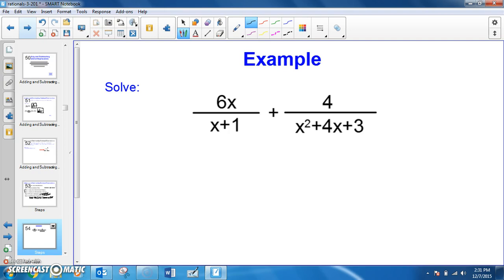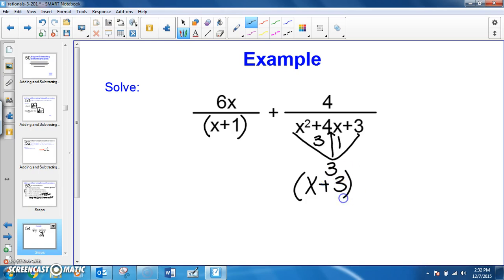So our first step was to factor our denominators. Since x plus 1 cannot be factored, I am going to put parentheses because I know that x plus 1 will be one factor. Now I have a trinomial in my second fraction, x squared plus 4x plus 3. I need to factor this. I'm going to use triangle, and I get what multiplies to 3 and adds to 4, 3 and 1. So my two factors are x plus 3 times x plus 1.